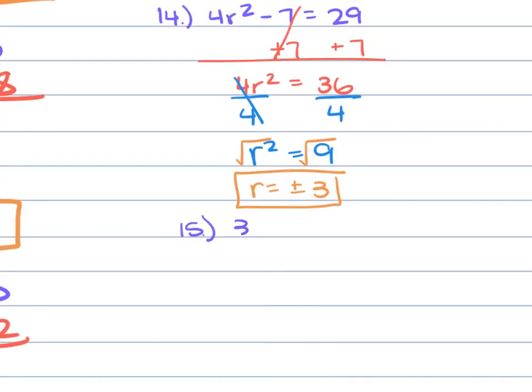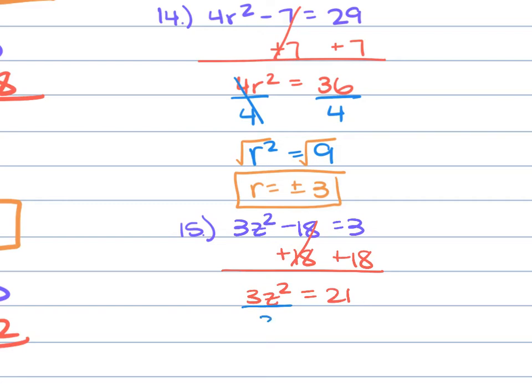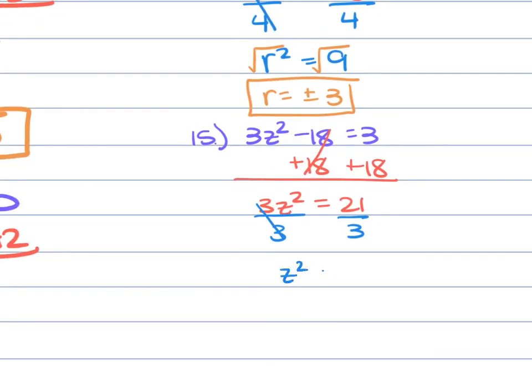For 15, we have 3z squared minus 18 is equal to 3. We're going to add the 18 to both sides. We have 3z squared is equal to 21. Then we divide each side by 3 to get z squared is equal to 7. We take the square root of both sides, so z is equal to plus or minus the square root of 7.